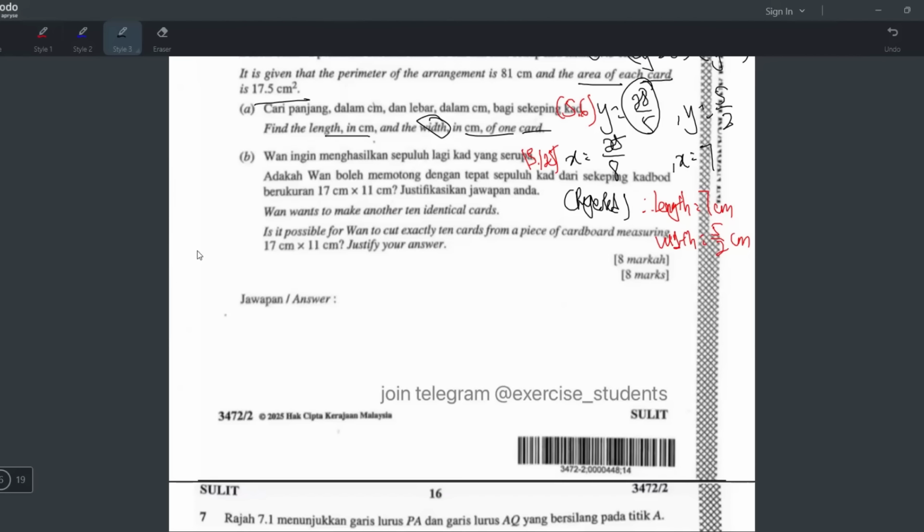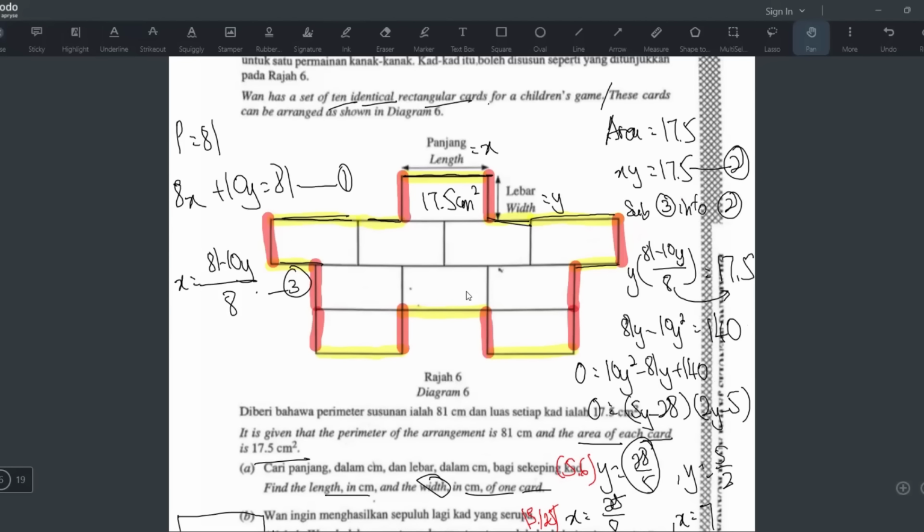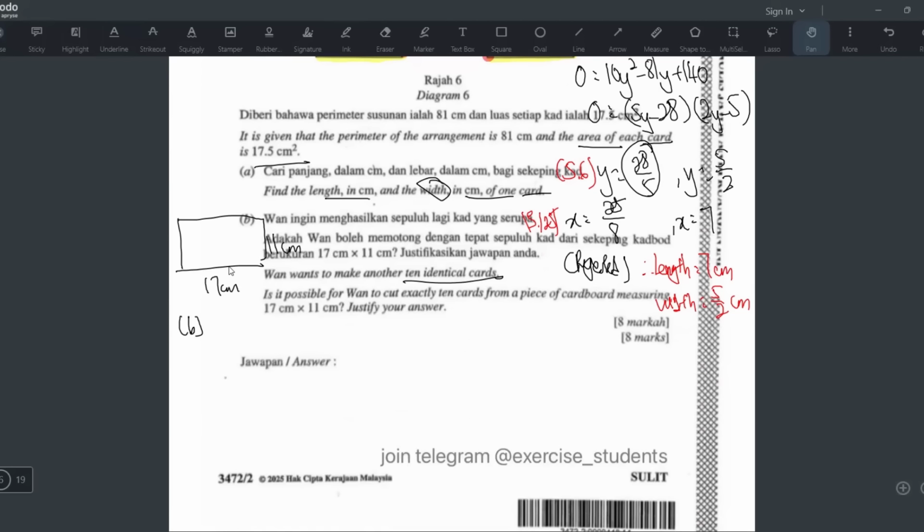I'll do the B here. Okay, one wants to make another 10 identical cuts, so another 10 cuts. Is it possible for one to cut exactly 10 cuts from a piece of cardboard measuring 17 cm times 11 cm? Justify your answer. So let's try to imagine this. He would plan to make another 10 cuts, and there's a piece of cardboard with this size. So he goes and buys another cardboard with this size, and he wants to know whether he can cut these 10 cuts from this cardboard.